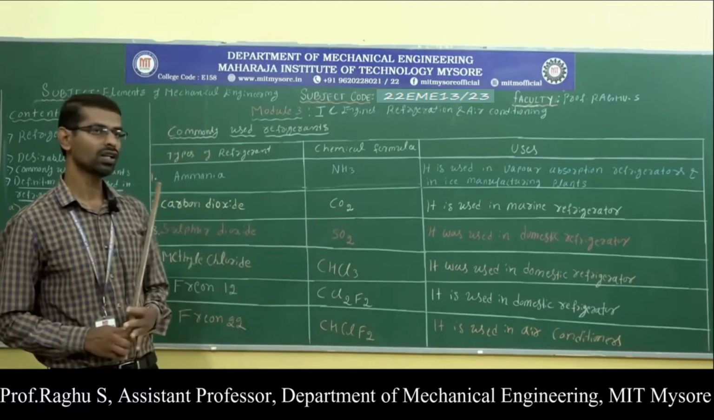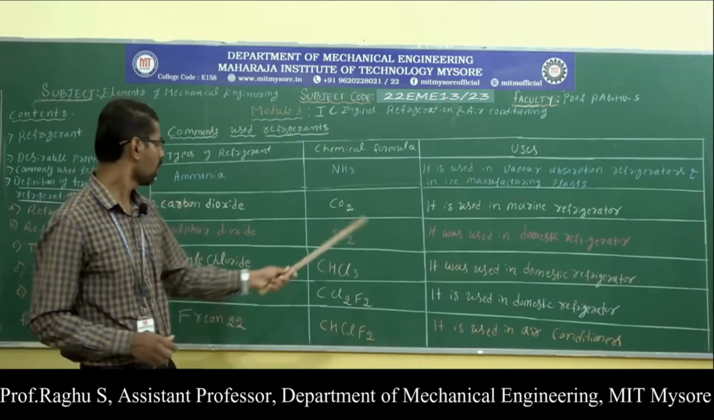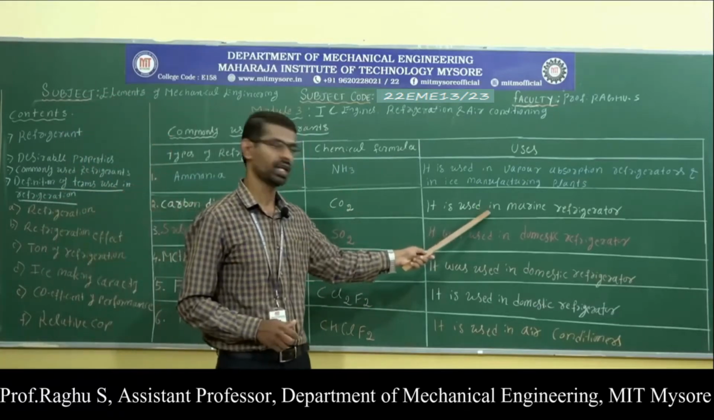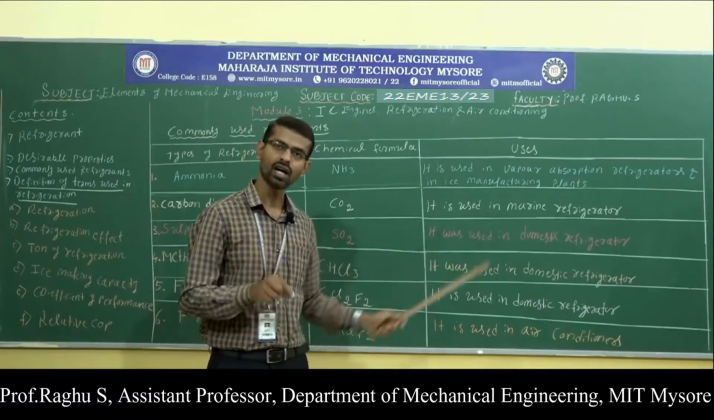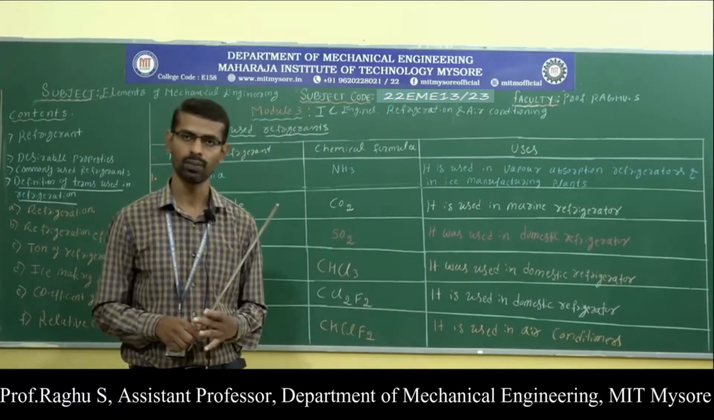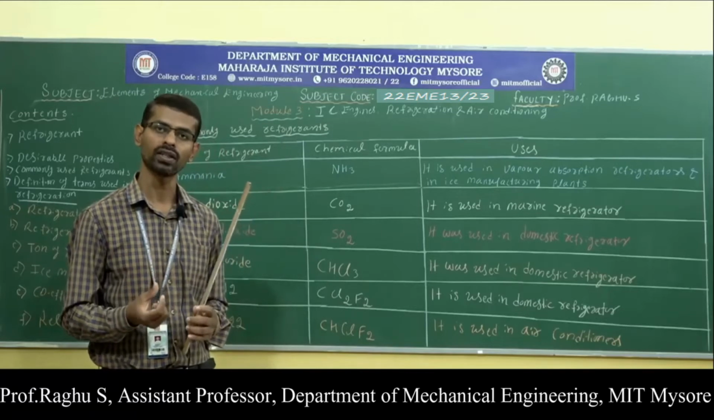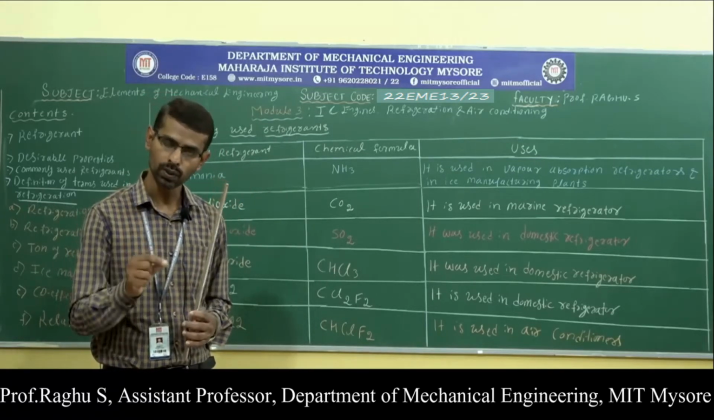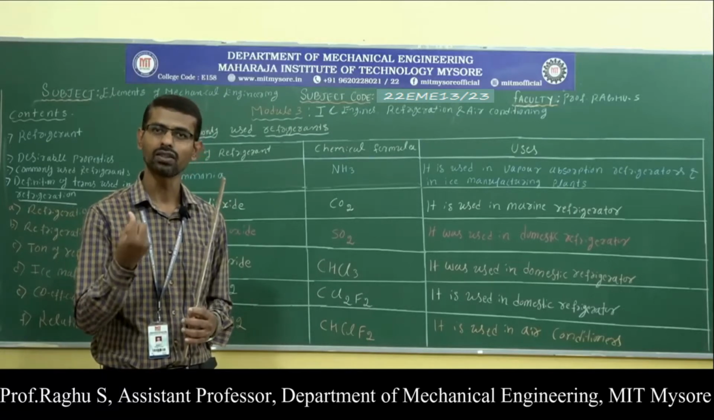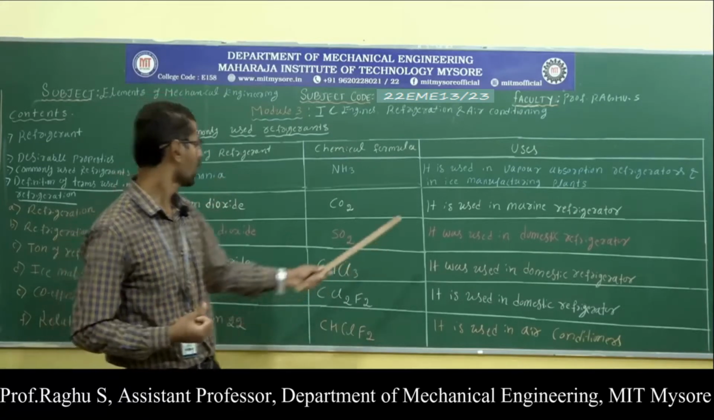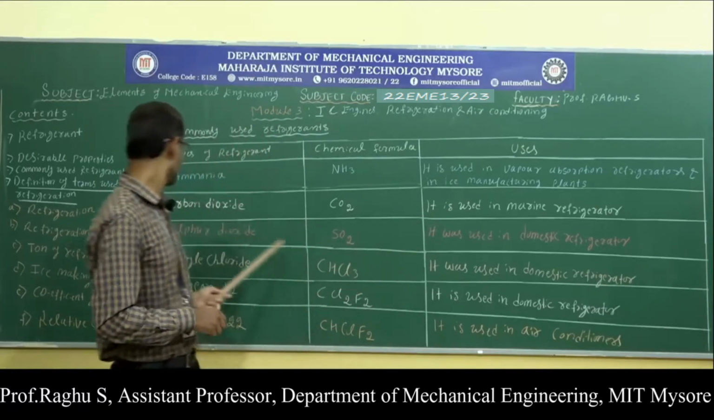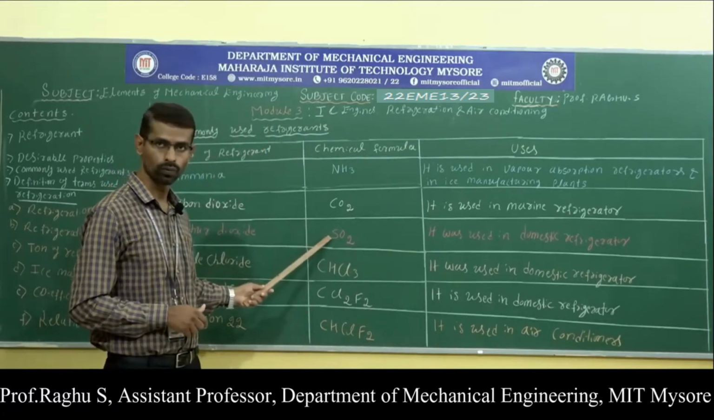The second one, carbon dioxide, CO2, is used in marine refrigerators. Why is carbon dioxide used in marine refrigerators? Because carbon dioxide has low specific volume. Because of its low specific volume, the compressor size is small, and hence carbon dioxide is suitable for marine refrigerators.